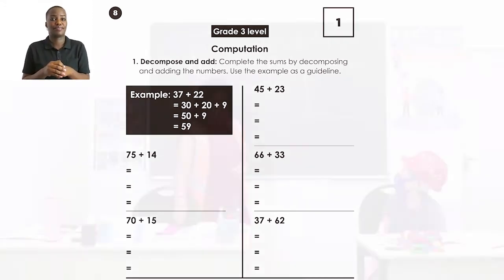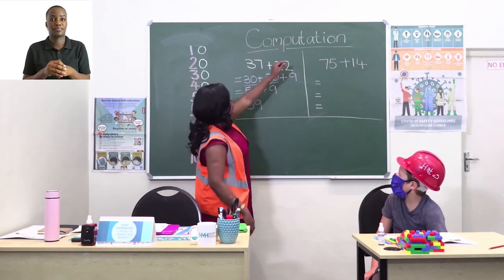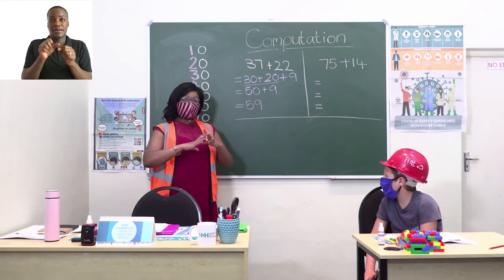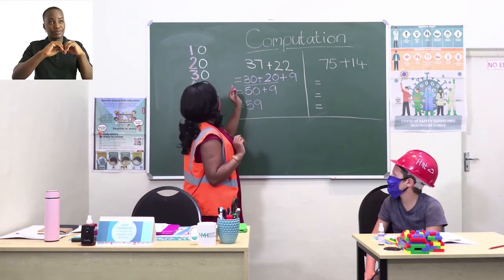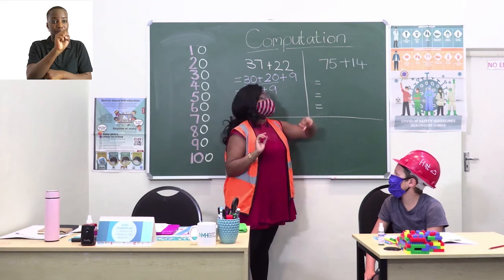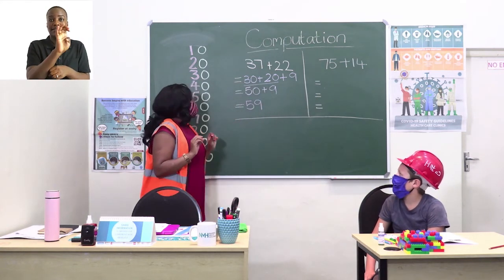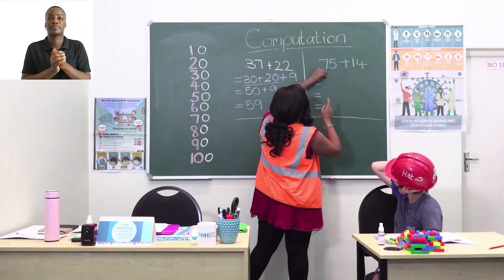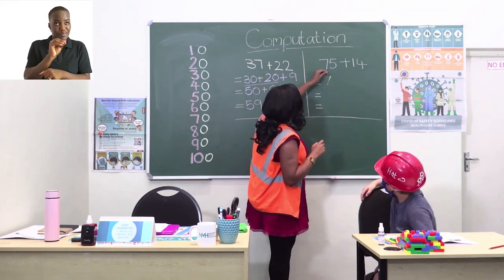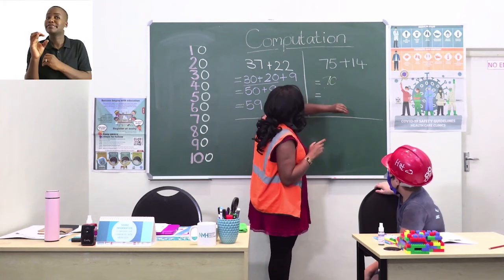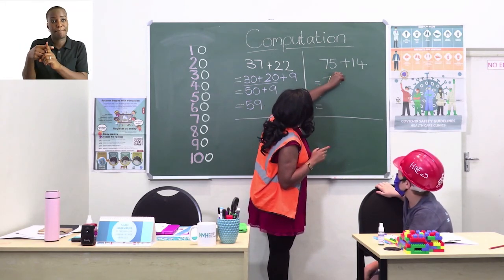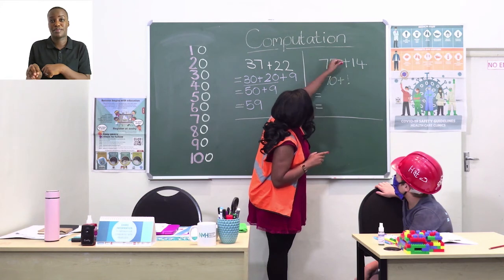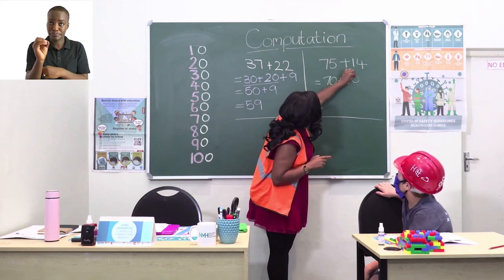Let's take a look at the board. We have 75 plus 14. Now remember, we need to first decompose or to break down the numbers. We take a look at the first digits. We know that they belong to the tens, and we are going to make them decade numbers. So we take our 7 and write 7 there, and we add a 0 to make it a decade number. Then we say plus, we take our 1 and then we bring it down. And we add a 0 to make it a decade number.